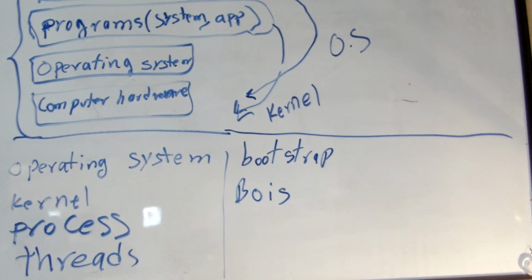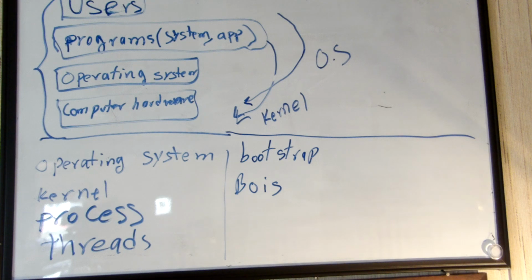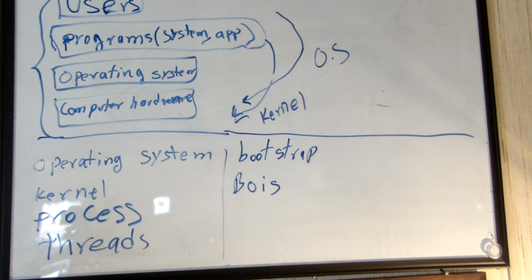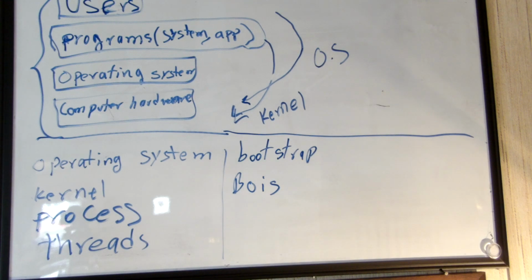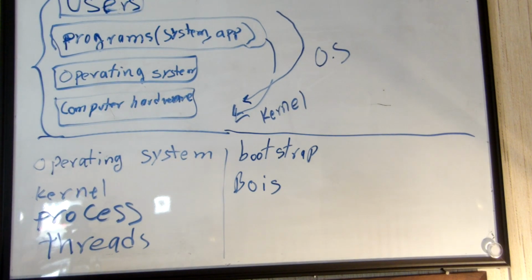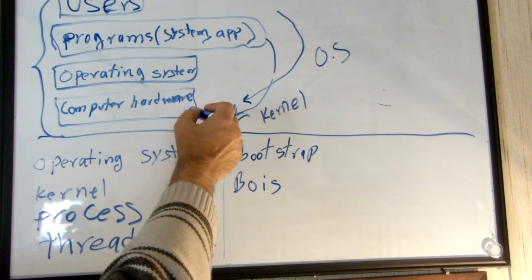Okay, we're going to talk about operating systems. Right now, the first thing we're going to talk about is operating systems. What is an operating system? An operating system is the software that controls the computer's basic functions and handles interaction between software and the hardware.